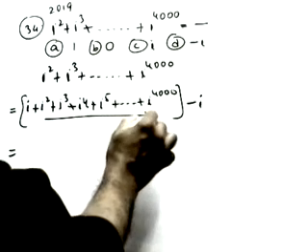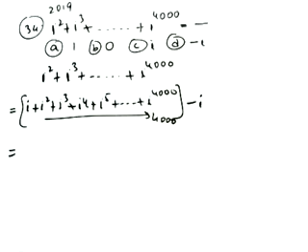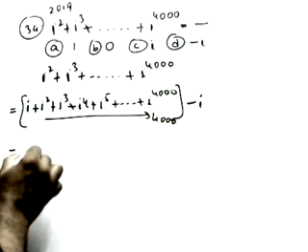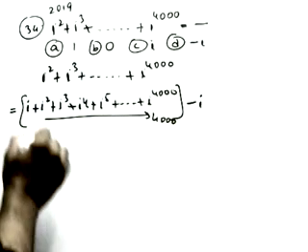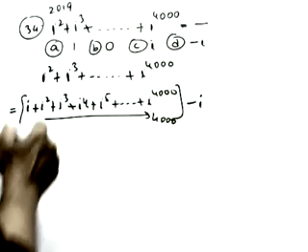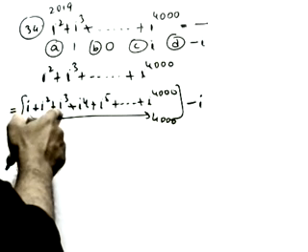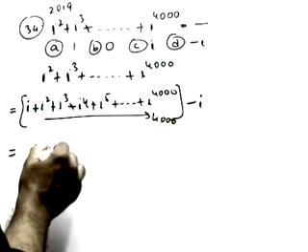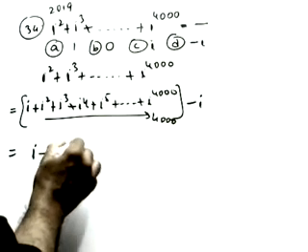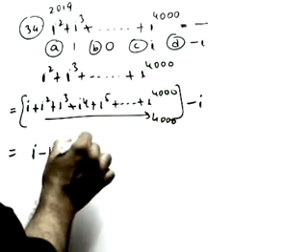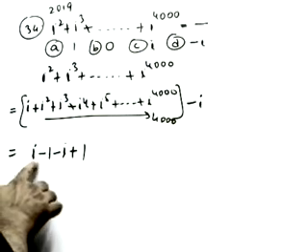Now how many terms are there? From first to 4000, there are 4000 terms here. The first term is i as it is. i square is minus 1. Plus i cube means i square into i, which is minus 1 into i, minus i. Plus i power 4 will be 1.